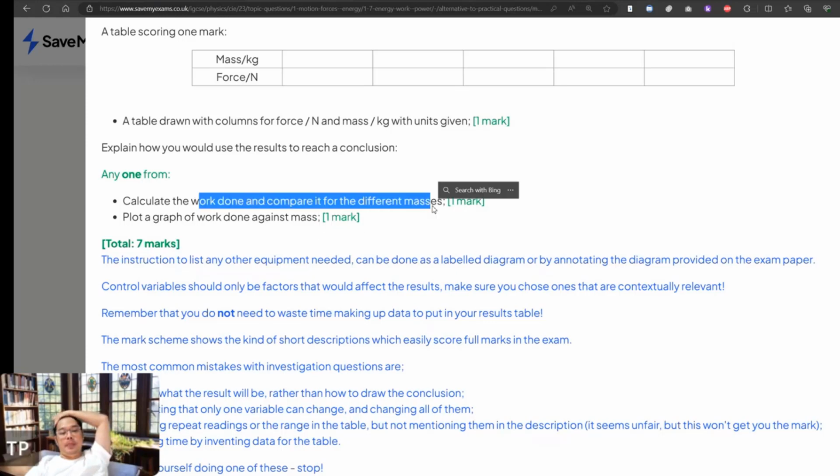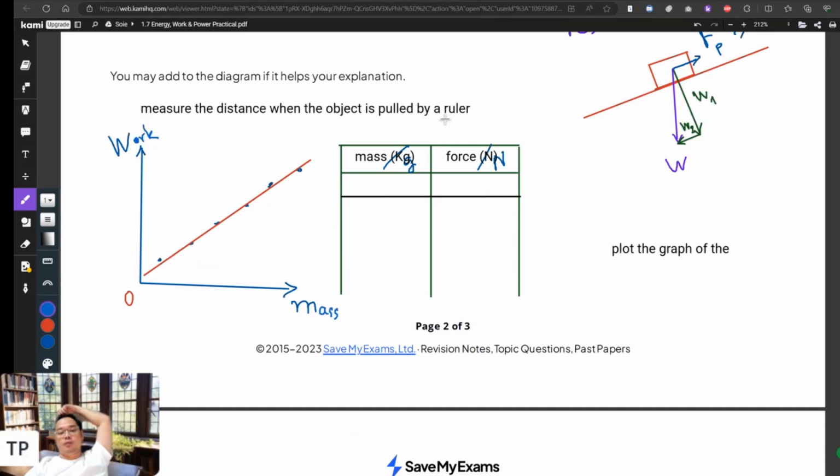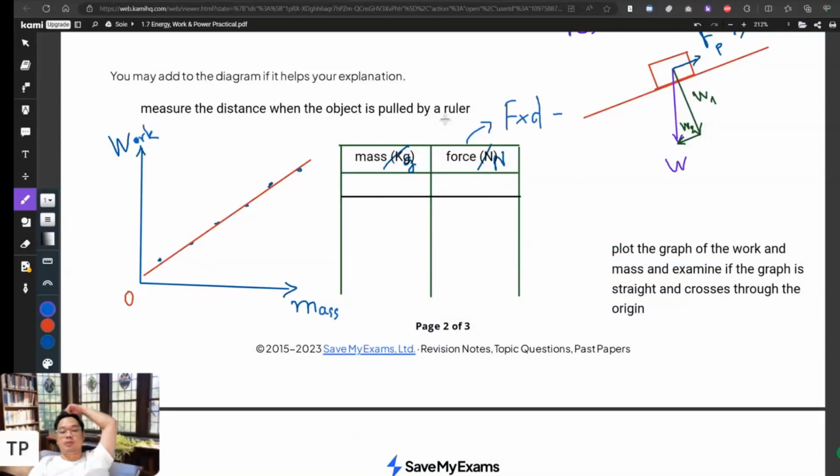Of course, you need to calculate the work because this is the mass column. Sorry, the force column. From the force, you need to multiply it with the distance to get the work. Calculate the work first before plotting the graph. Okay. Calculate the work. You multiply the force with the distance before plotting the graph. Yes. Okay.